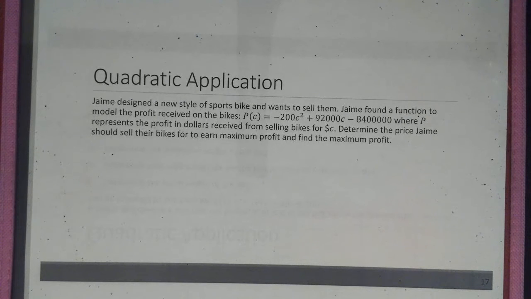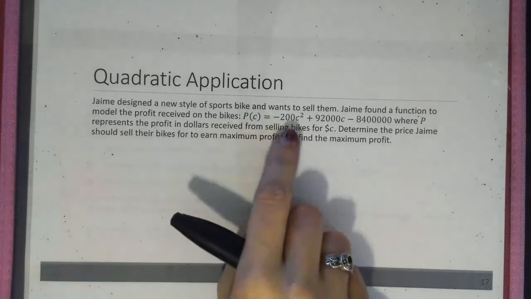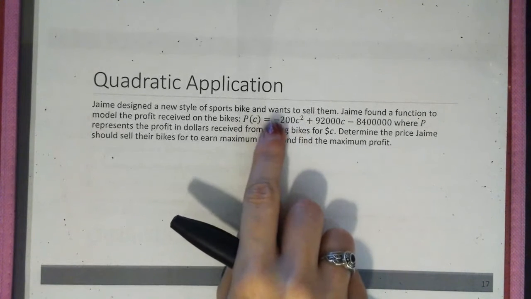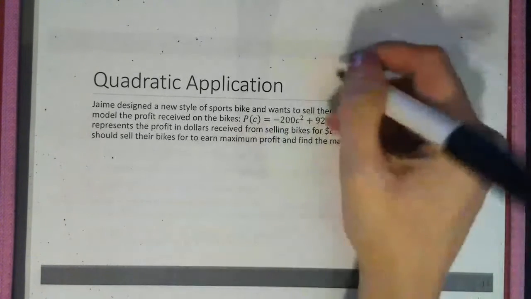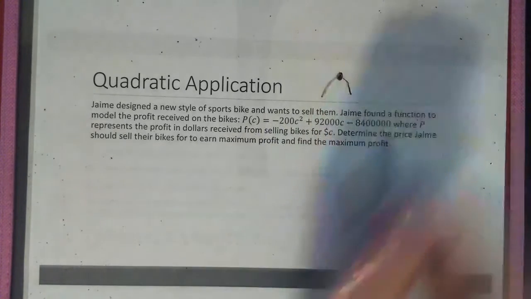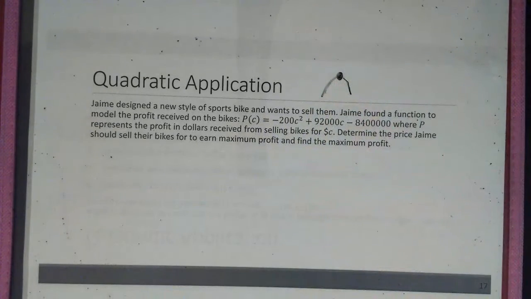When I see maximum, I think the highest. Well, if you think about what the graph of this function would look like, it's a quadratic, so it's a parabola. But since we have a negative out front, we know it is a downward opening parabola. So if we're looking for the maximum, we're just looking for the vertex.